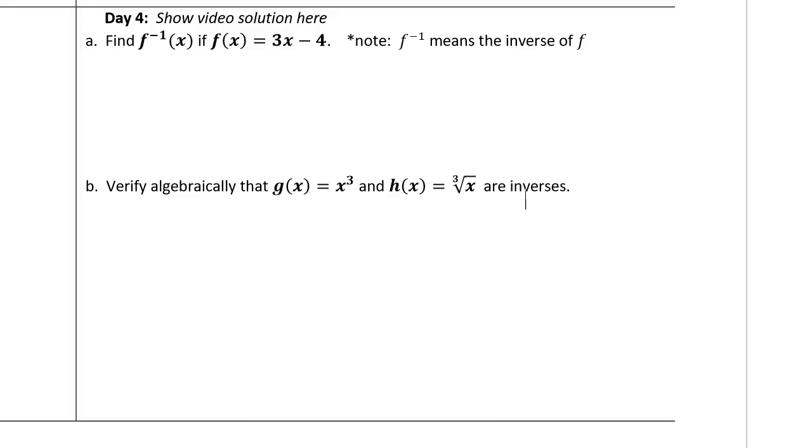Here are the answers for the day 4 bell work. Find f inverse of x if f of x equals 3x minus 4. The technique that the book teaches to find an inverse is to rewrite this equation using the letter y instead of the f of x symbol.